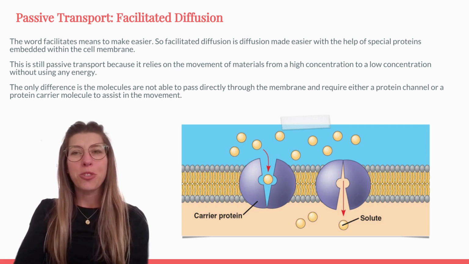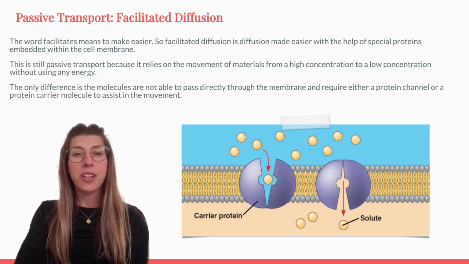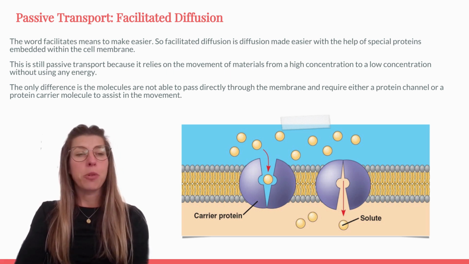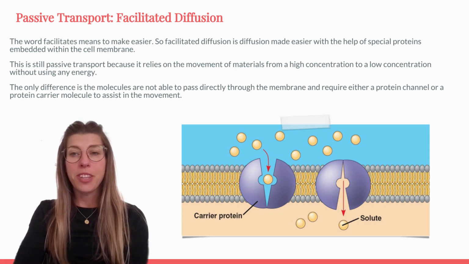But we do not see the use of energy. We don't see any ATP involved in this process. The only difference is that the molecules are not able to pass directly through the membrane, perhaps based on their composition. So they require either a protein channel or protein carrier molecule to assist in the movement. Okay, so this is with the use of embedded proteins in there, in the cell membrane.